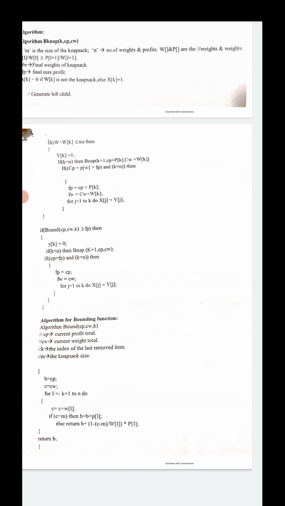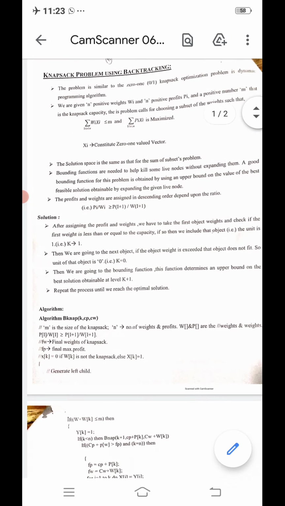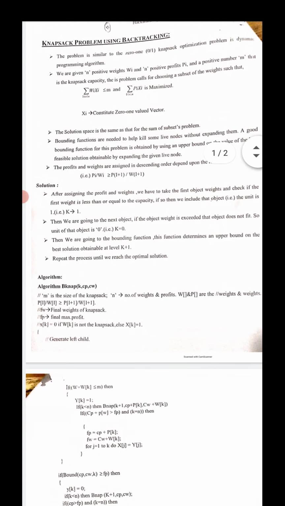This is the concept of the knapsack problem using backtracking. Here the problem is very similar to the 0/1 knapsack optimization problem, which is solved by the dynamic programming algorithm. Here we study the summation of w_i x_i for 1 ≤ i ≤ n being less than or equal to the knapsack bag capacity, and the summation of p_i x_i for 1 ≤ i ≤ n is maximized.